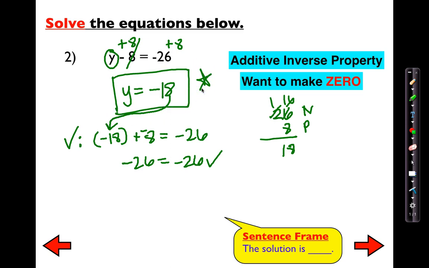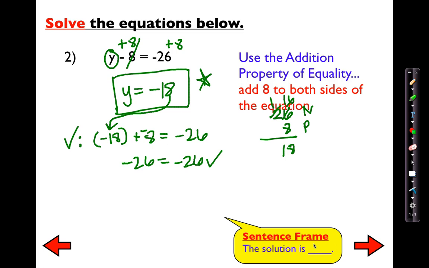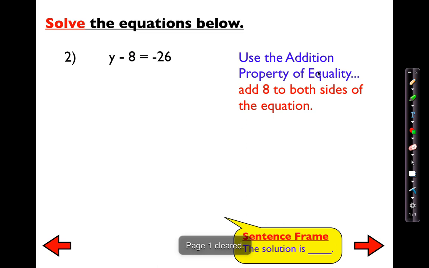So again, please make sure you check your work, especially on a quiz or a test. It's going to be very helpful to know how to check your work because you are guaranteeing yourself that you have the correct answer. So I'm going to say the solution is y equals negative 18. Now, remember that we did use the addition property of equality. Why? Because I added 8 to both sides. So of course we're using the addition property of equality.